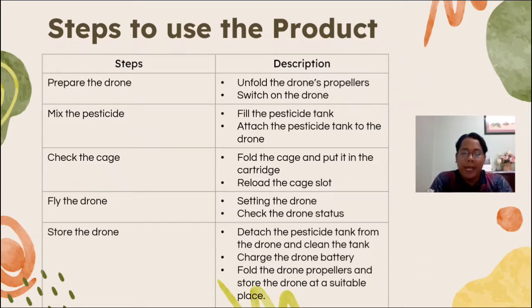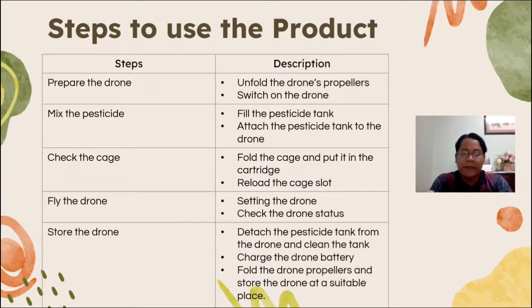The first step is to prepare the drone. Firstly, the user needs to unfold the drone propellers and switch on the drone. The next step is to mix the pesticide. The pesticide needs to be filled into the pesticide tank and then the tank attached to the drone. The next step is to check the cage. This drone uses a handmade cage and the cage needs to be full and put in the cartridge before it can be reloaded in the cage slot in the drone.